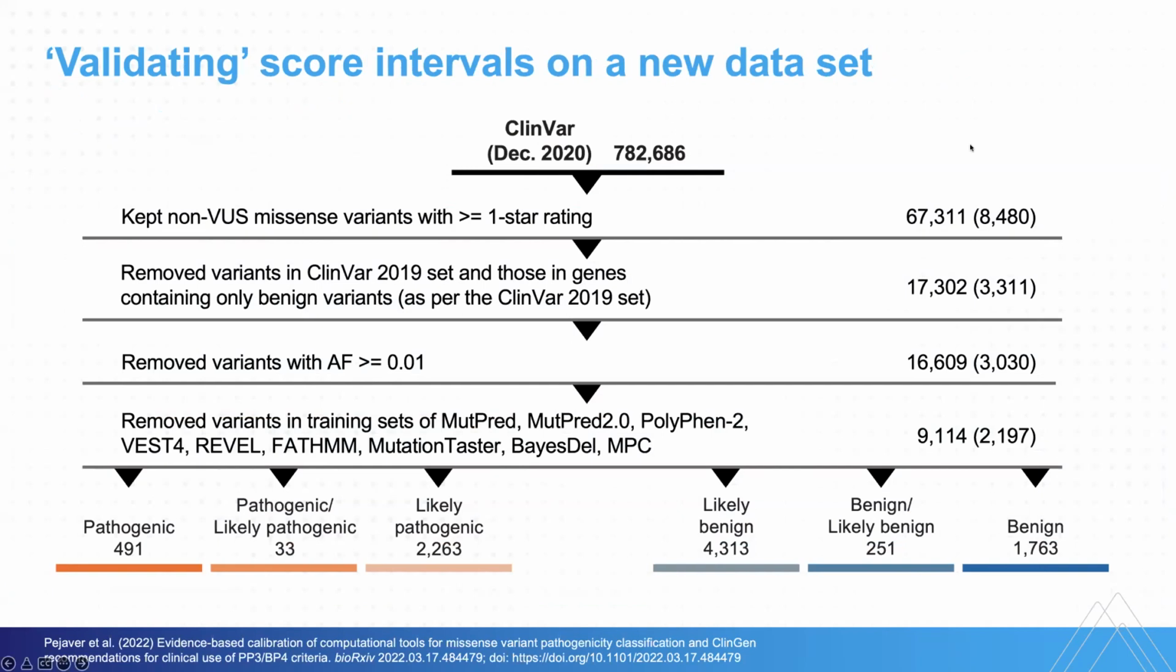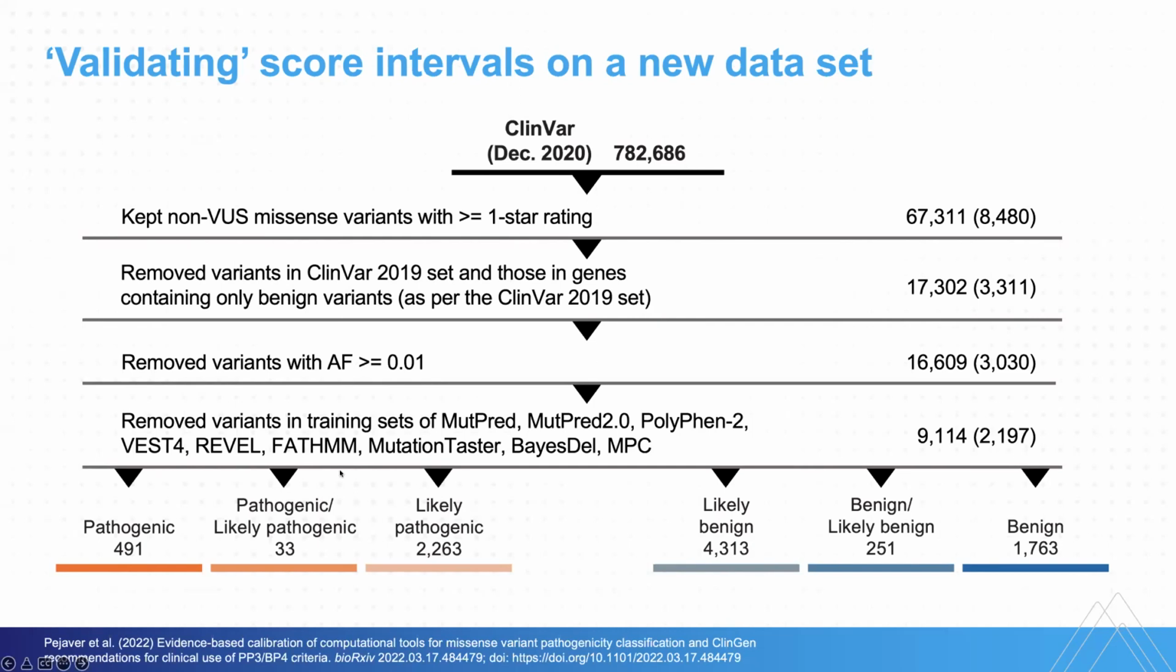We also sought to validate our score intervals, right? Now that we have these, we decided to wait. The course of the project took time, and then we waited a year to let new data accumulate into ClinVar and asked, now that we have these thresholds and we apply them back, do we get the same expected posterior probabilities and likelihood ratios? The procedure is pretty much the same. We just made sure that this data set did not have any variants from ClinVar 2019.